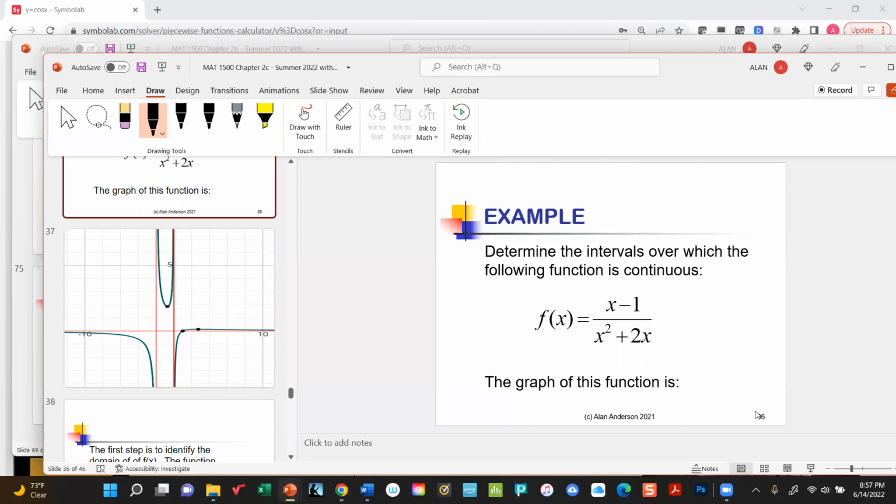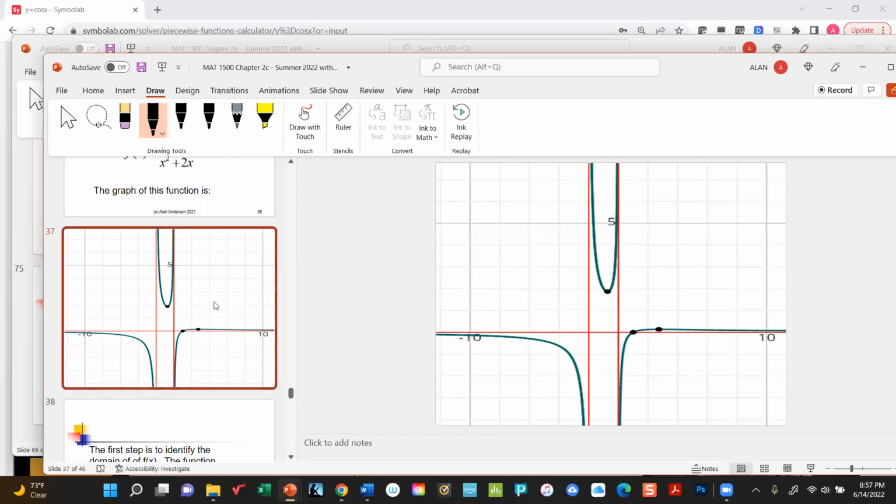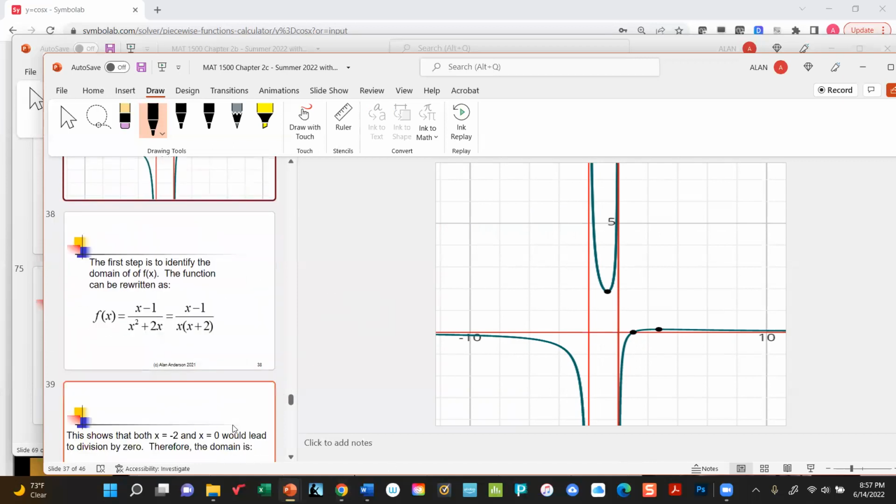All right, so let's take a look at this graph. So where are the vertical asymptotes? It's hard to tell from this little piece that I copied, but it's 0 and -2.